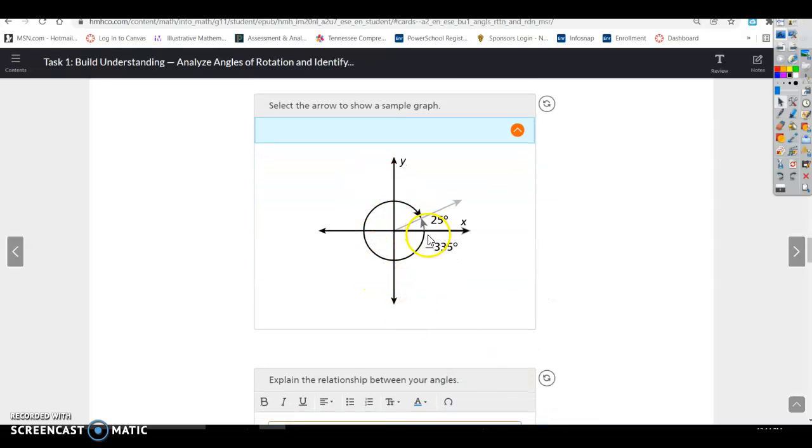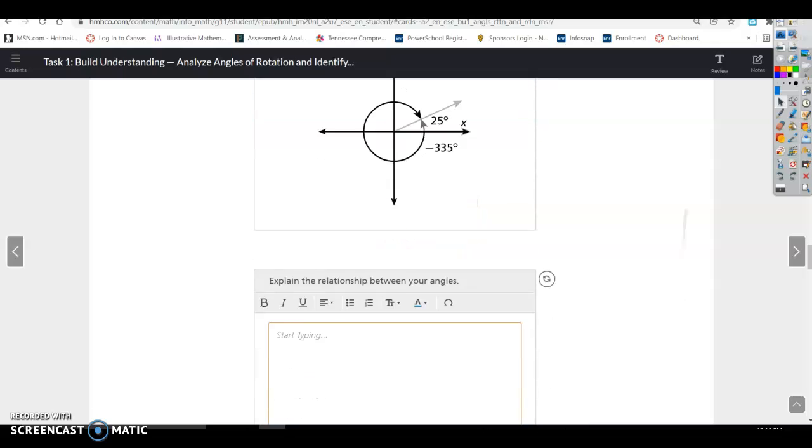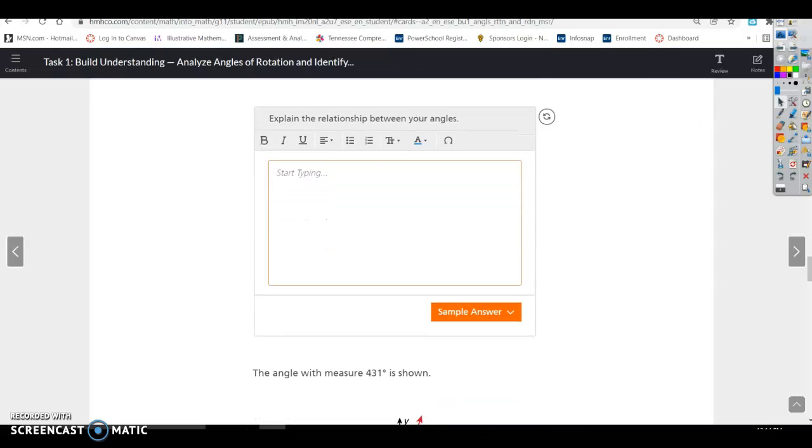All right, so here's one that's an example. It shows this small angle of 25 degrees, and then it shows a negative 335 degrees. So they have one positive, one negative. They start on the same initial side, and they have the same terminal side, so those are considered coterminal.